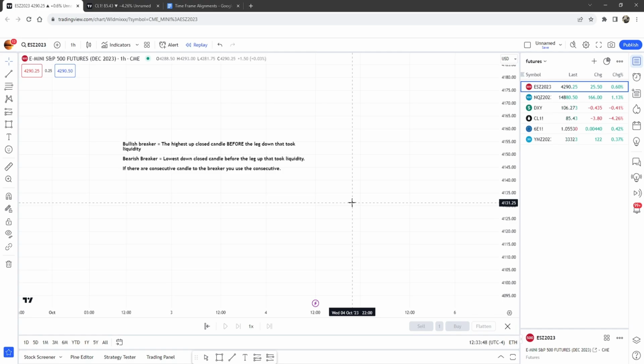Bearish breaker: lowest down closed candle before the leg up that took liquidity. Again, closing price is important there, and it has to be before the leg up that took liquidity. Now, if there are consecutive candles, the breaker is only one thing. It's the highest up close candle before the leg down that took liquidity. The breaker is always going to be one thing. The range of the breaker will change, depending on whether there are consecutive candles or not.